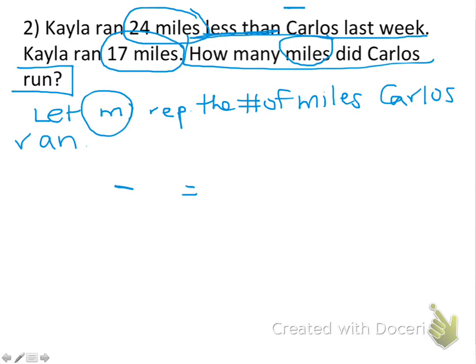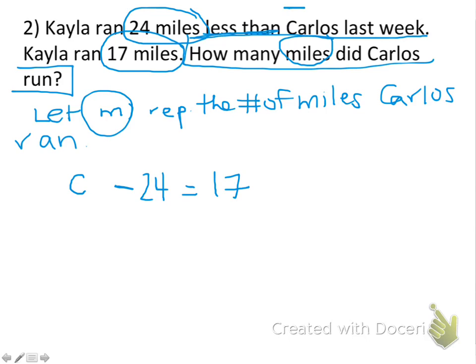Alright, let's look back at our question. Kayla ran 24 miles less than Carlos last week. And we have m representing the number of miles Carlos ran. So if Kayla ran 24 miles less than Carlos, we can take the number of miles that Carlos ran, which is m, and subtract the 24. Because Kayla ran 24 miles less than Carlos. And that has to be equal to the 17 miles that Kayla ran. This is our equation. m minus 24 equals 17.